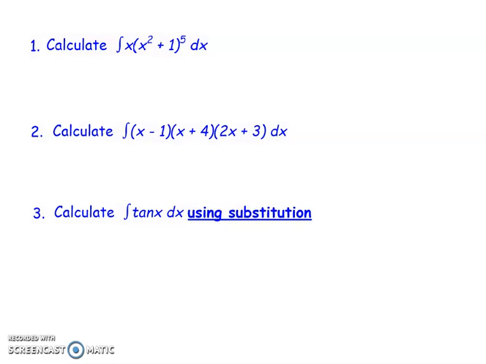So I've got 3 questions for you. I want you to take all 3 of them, use integration by substitution, and find me a solution for them. So pause the video and have a crack at them.